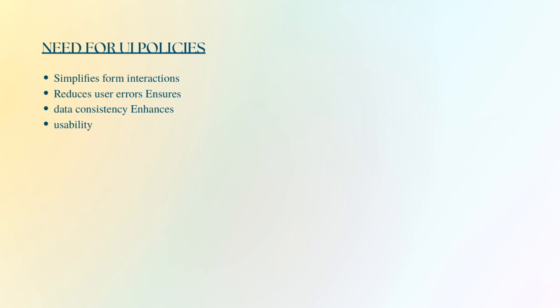Third, they play a crucial role in ensuring data consistency. Consistent data not only improves the quality of information, but also streamlines processes downstream. Lastly, UI policies significantly enhance usability. When interfaces are intuitive and predictable, users feel more confident and satisfied with their experience. Overall, these points highlight how well-designed UI policies support a smoother, error-free, and more reliable user interaction, which is essential for achieving our broader goals of efficiency and quality in our systems.